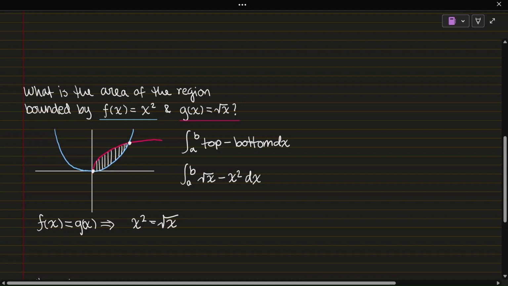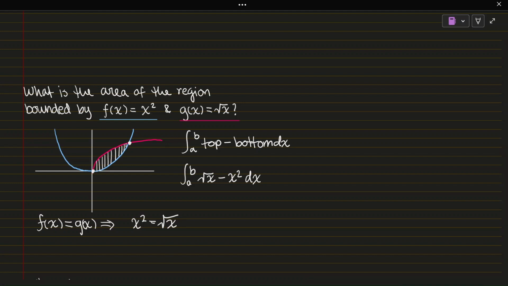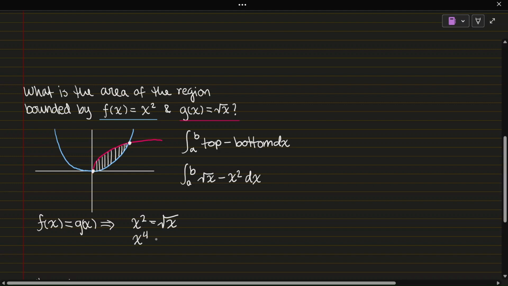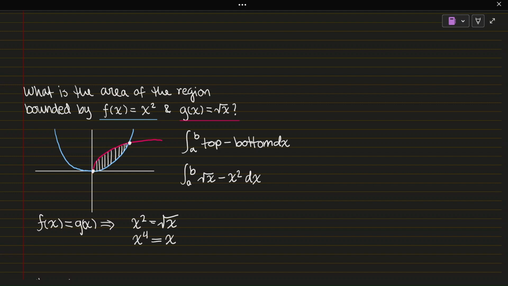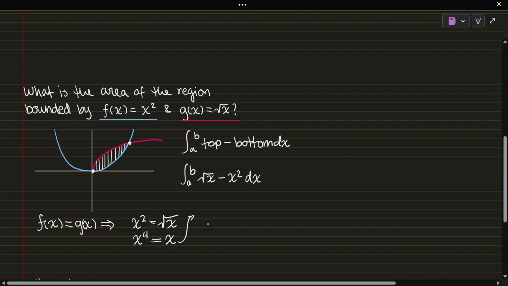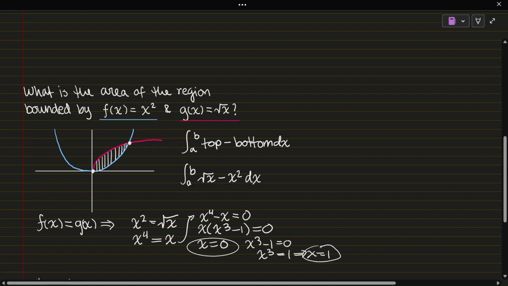I will go ahead and square both sides, so I get x to the fourth is equal to x. I don't want to divide by x, because if I divide by x, I'm assuming that x is not zero. So I'll subtract x from both sides, and this gives me x to the fourth minus x equals 0. I can factor out an x, so I get x cubed minus 1 times x equals 0. This means that either x equals 0 or x cubed minus 1 equals 0, so x cubed equals 1, which implies that x equals 1. So my bounds here are 0 and 1.